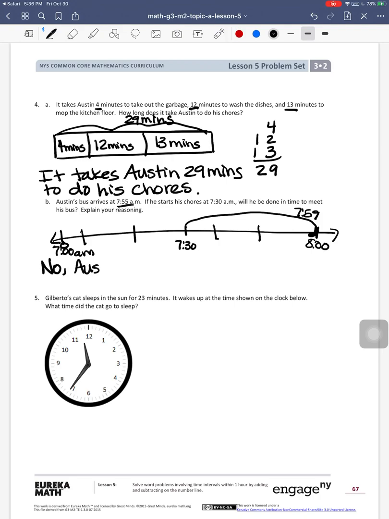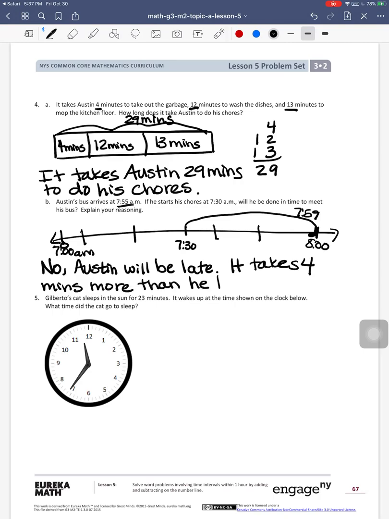No, Austin will be late. It takes 4 minutes more than he has time for because his bus leaves at 7:55, and if we count up to 7:59, that's 4 minutes. 55, 56, 57, 58, 59. That's 4 more minutes.